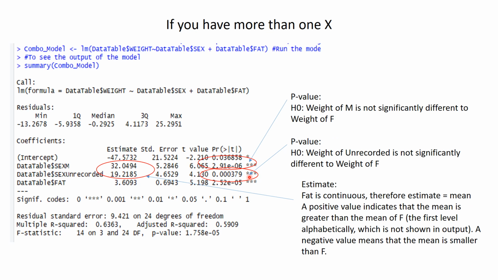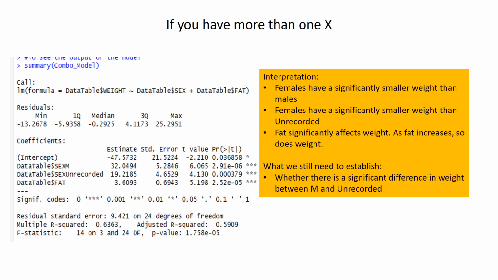All right. And we also want to look at the estimates to see how the weights differ. We can see that the weight of males is higher than the weight of females, and that the weight of unrecorded is significantly higher than the mean weight of females. We can also see that the weight of males is higher than the weight of unrecorded, but we can't see whether this difference is significant. And that's why we need to run that EM means now.